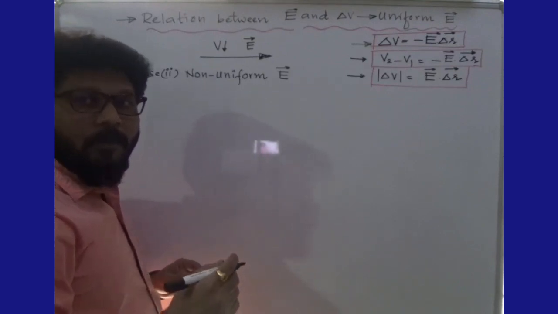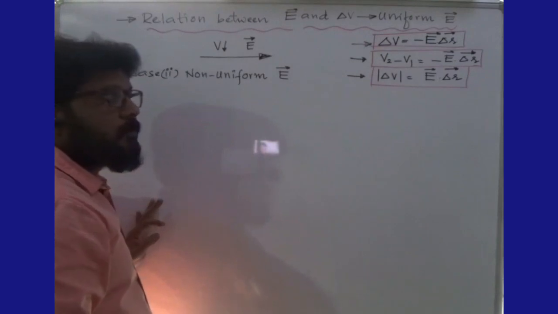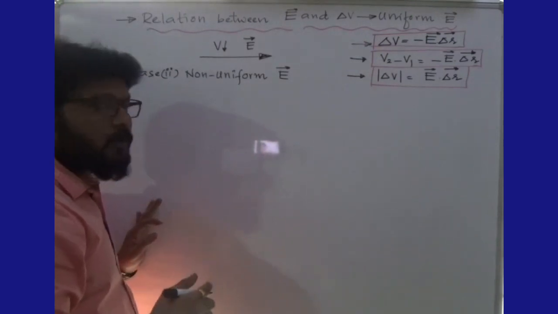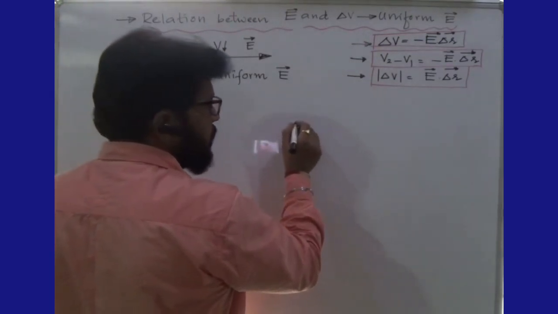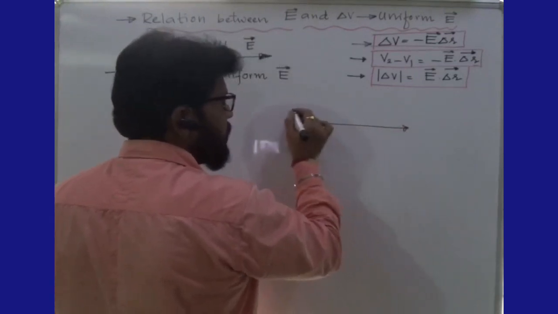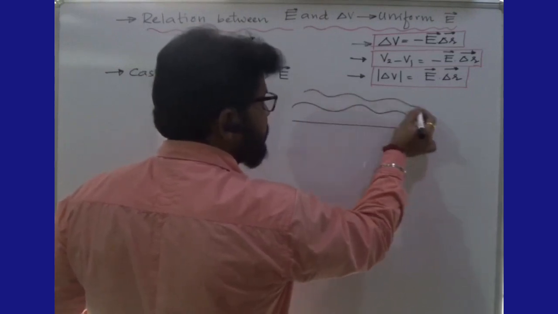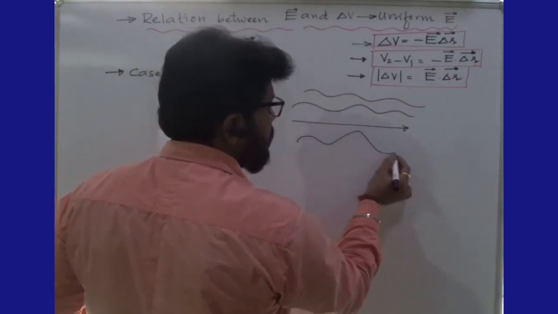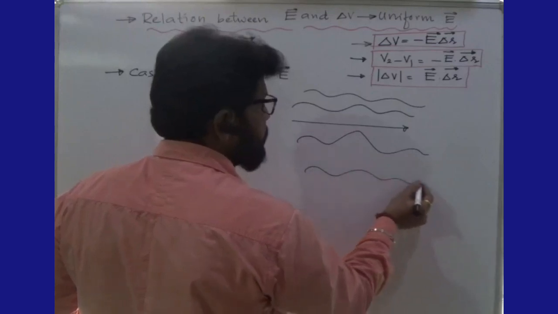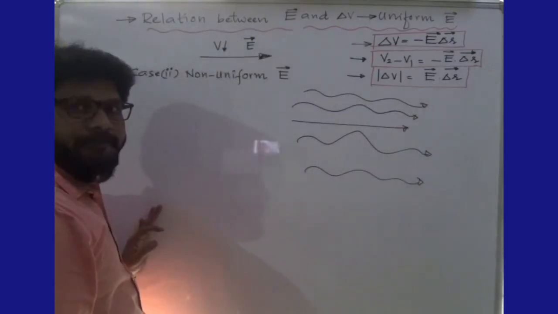Hope you know non-uniform electric field. These are all cases in a uniform electric field. What is a non-uniform electric field? Let us take electric lines of force. So it may be something like this, curved like this, right? So electric lines of force like this is nothing but a non-uniform electric field.